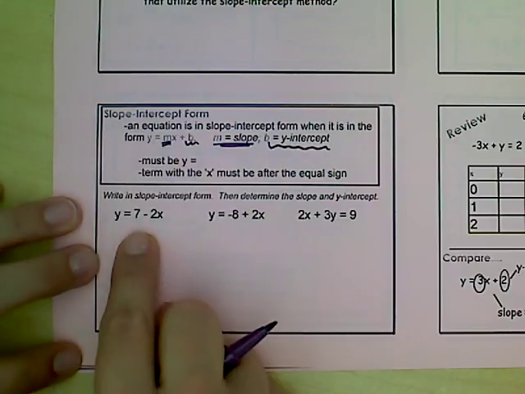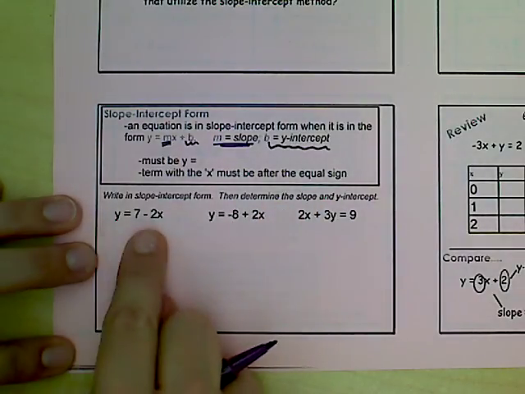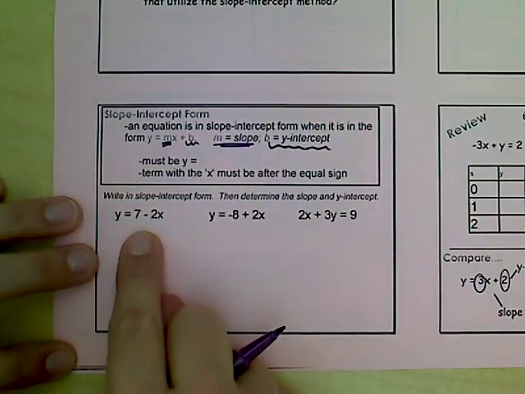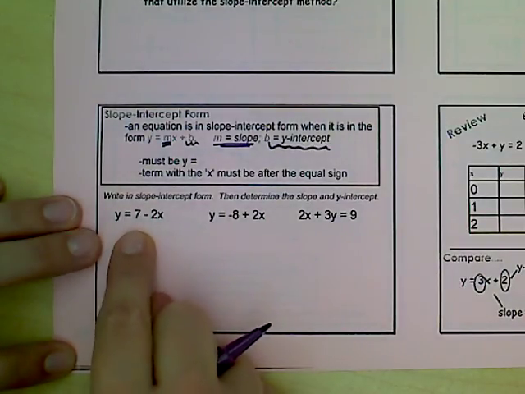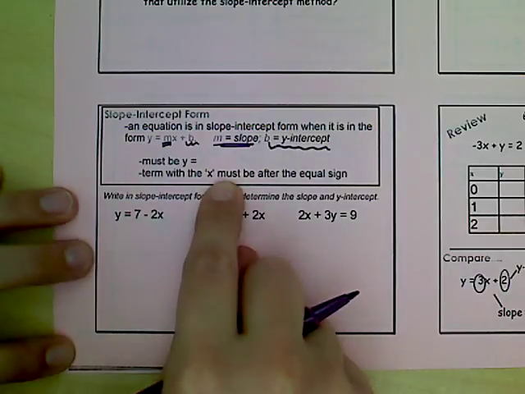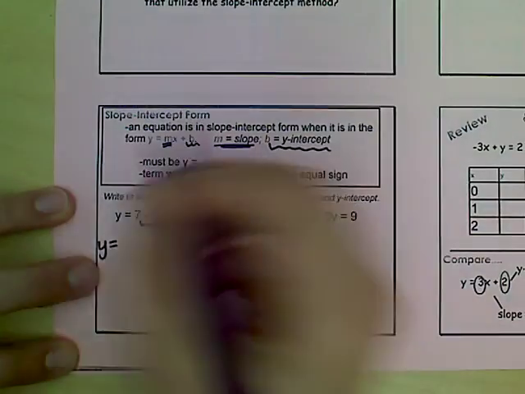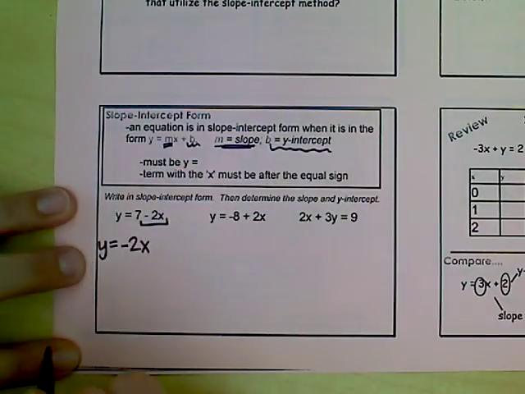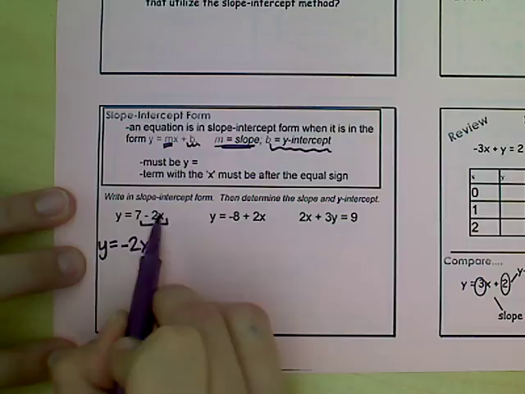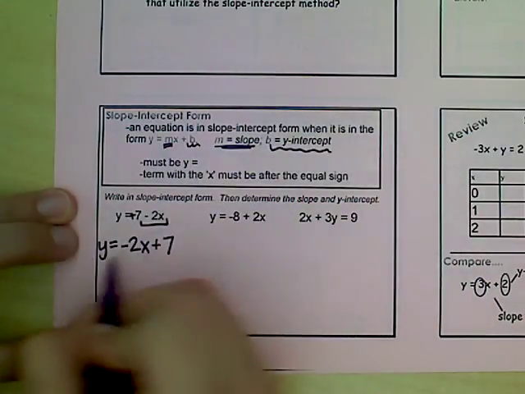So it says write in slope-intercept form, then determine the slope and y-intercept. So in this one, you might look at it and think it's in slope-intercept form, but the thing that it doesn't have is that the term with the x must be first, right after the equal sign. So to change that, notice this is a minus 2x. So when I rewrite it, it has to stay a minus 2x. I can't just flip these two numbers. This is a positive 7, so I need to keep it a positive 7.